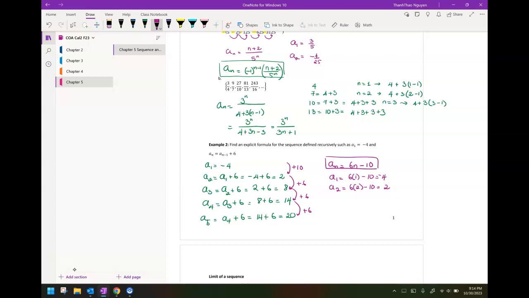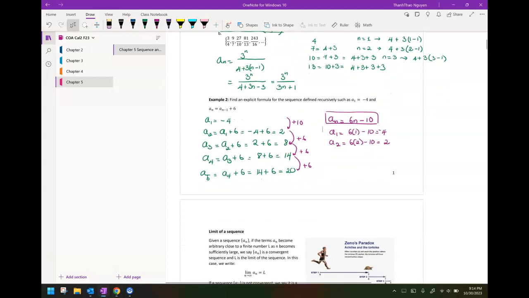So how do you go about finding the explicit formula as a sub n term? You would try continuously to write out the terms of the sequence until you see a pattern, and you can see if you can make a sub n term from there.